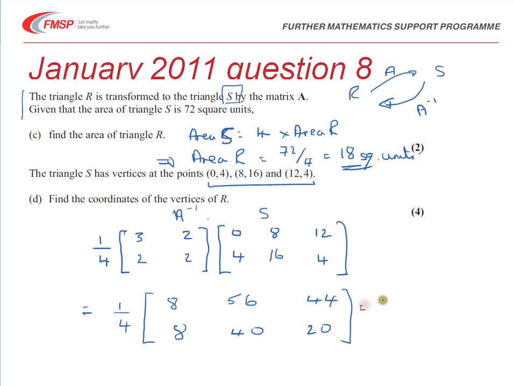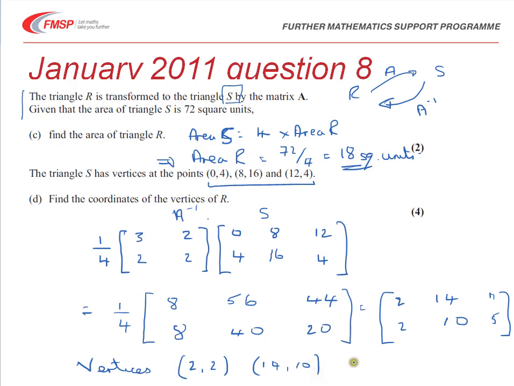And then we can look at dividing everything by 4, so that we get 2, 2, 14, 10, 11, and 5. So that the vertices of the points are given by 2, 2, 14, 10, and 11, 5.